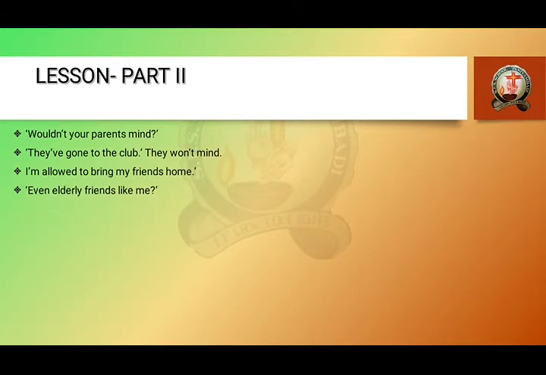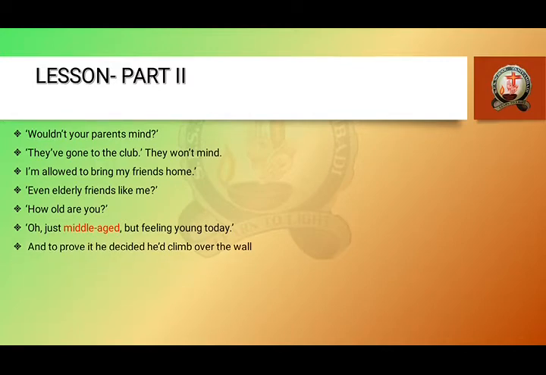And even elderly friends like me, and this man is making fun, even elderly friends like me, will your parents allow a friend like me who is middle aged? The man is asking the girl. And for that, the girl asks the question, how old are you? And the man replied, oh, just middle aged but feeling young today. He replied that he was a middle aged person but feeling young today. Middle aged is a new word. We'll see the meanings of the new words. To prove it, he decided to climb over the wall. To prove that he is young or feeling young, he decided to climb the compound wall.